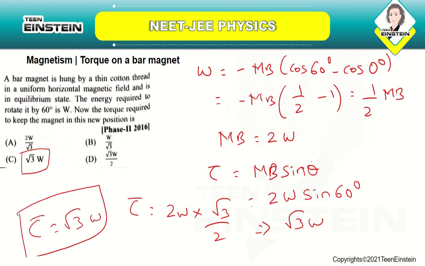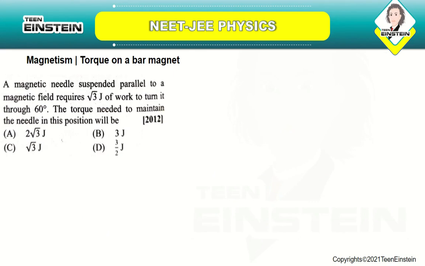Okay. So, we are just making use of the work done. W is equal to minus MB times cos 60 degree minus cos 0 degree. So, MB into half minus 1 is equal to half MB, and MB is equal to 2W, and you are taking the torque MB sin theta and just substituting it. Okay, because half MB is equal to W and MB is equal to 2W. That is what you are substituting here. Okay, let us now move on to the next question.